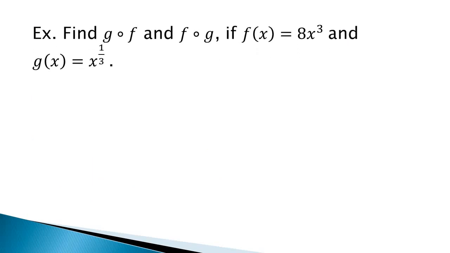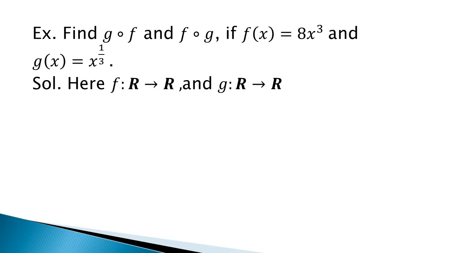Okay, let me proceed with one more example. Here two functions are considered as f(x) equal to 8x cube and g(x) equal to cube root of x. We need to find g of f and f of g. So here both the functions are such that their domain and codomain are the same, that is the set of real numbers.